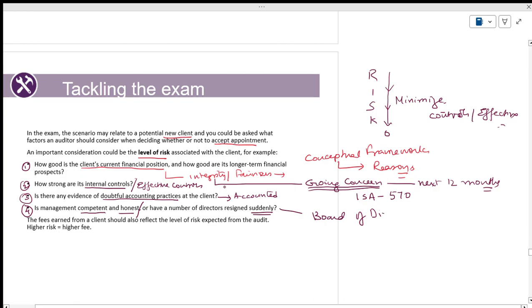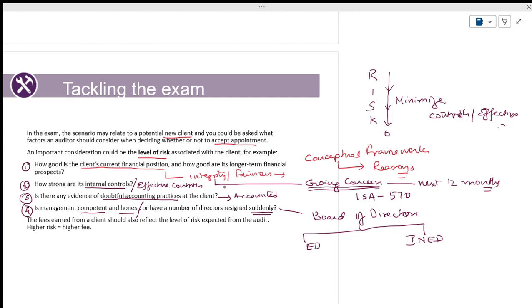Now we have done the board of directors in the previous case. The board of directors should be elected, and the composition of the board should include both executive directors and independent non-executive directors. These are the things that have to be considered. When you are thinking in terms of accepting the appointment, you will also see whether the board is competent, whether it has knowledgeable persons, whether it is honest.